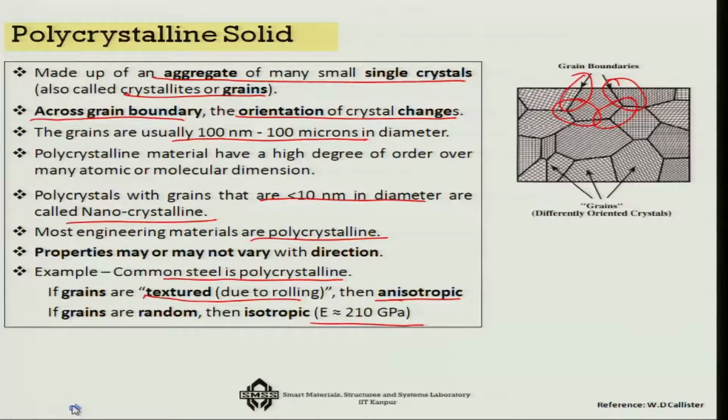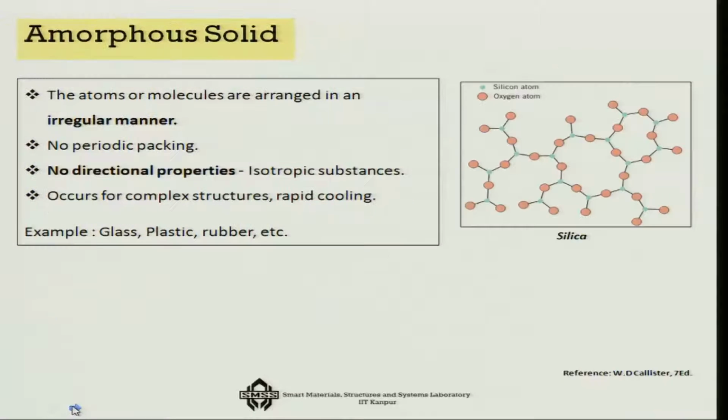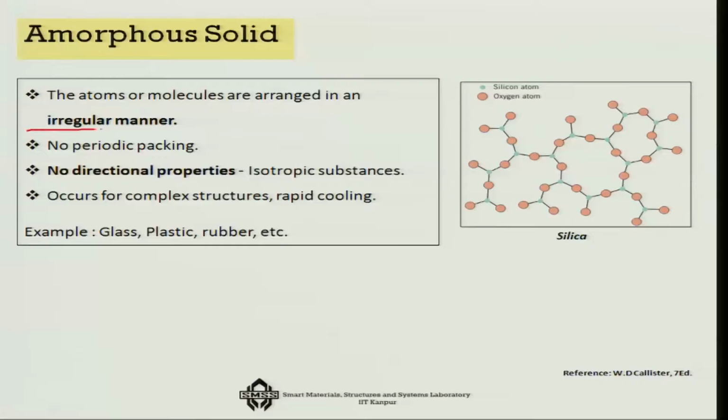Now, we have talked about single crystals and polycrystals. So, naturally the last in the line is where you will not get a long range order at all. That means the atoms or molecules are arranged in an irregular manner. So, you will not get any periodic packing in such a system. You will not see any directional property in such a system. So, they are basically isotropic because of this reason.